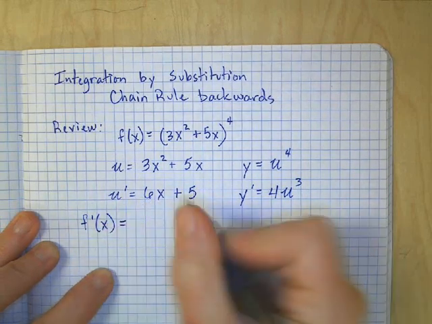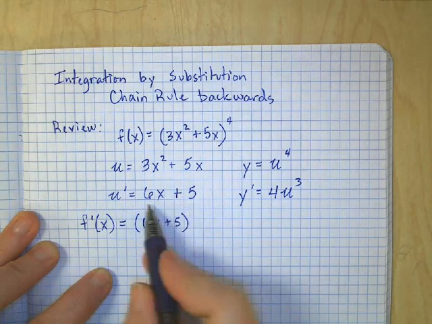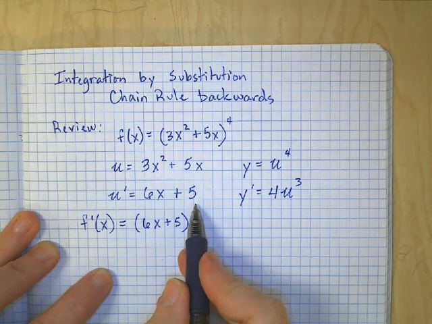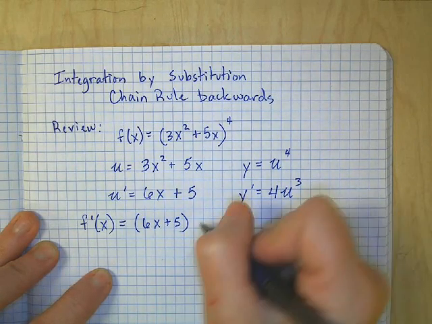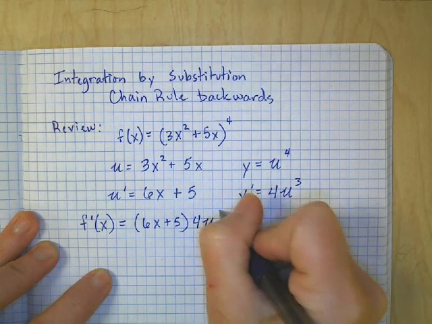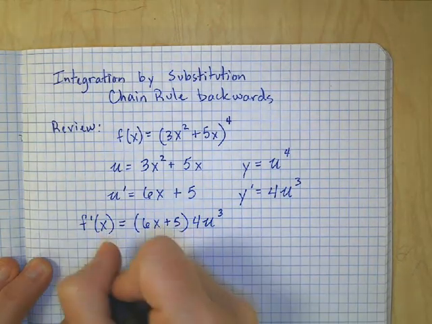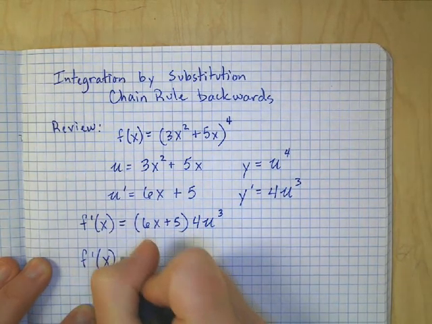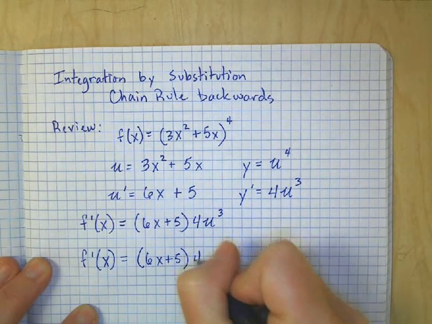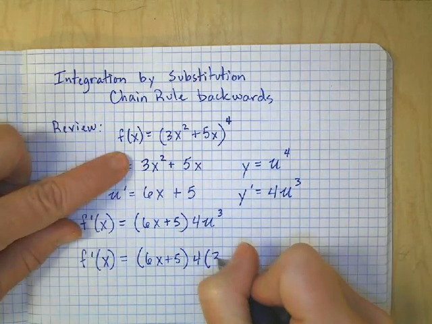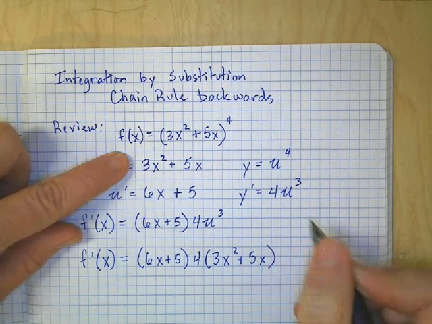So I'm going to have 6x plus 5, and make sure you put that in parentheses. Very important that you remember the parentheses, because it's this whole quantity times this whole quantity times 4u to the third. Now I'm going to substitute back in for my u. My u is 3x squared plus 5x, and it's to the third power.